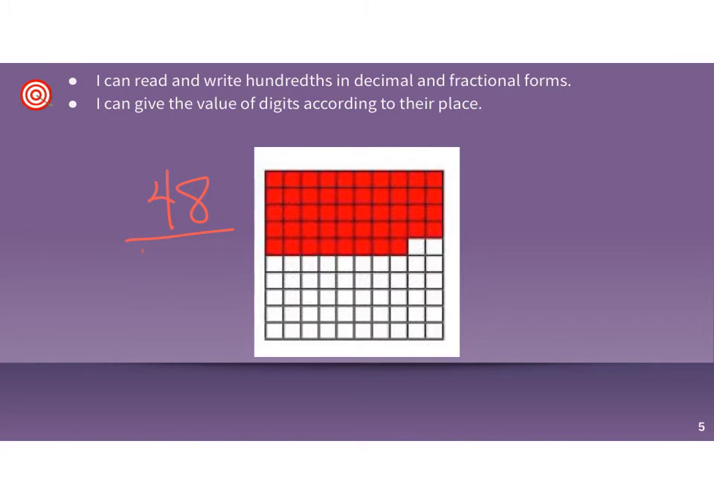Did you get 48/100ths? So 10, 20, 30, 40, and then 8 more little cubes being shaded. So that's 48/100ths. What does that look like as a decimal? Did you write 0.48? Also read 0 and 48/100ths.